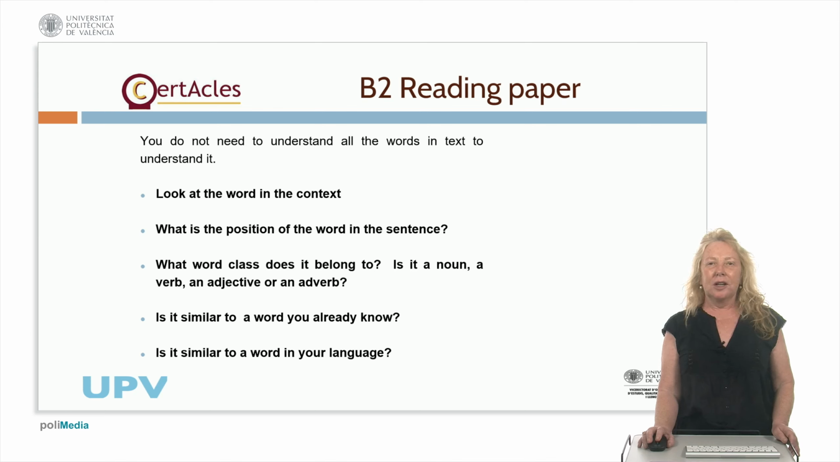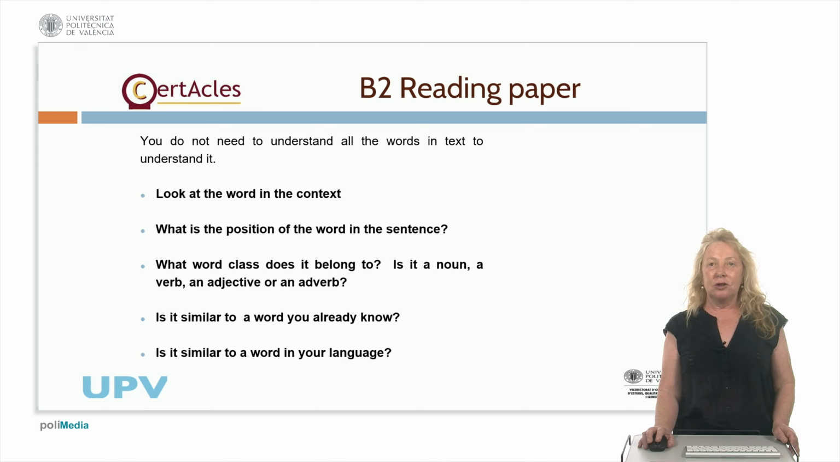What is the position of the word in the sentence? This will give you information as to what word class it belongs to, and knowing this can help you to guess the meaning. If it ends in ing or ed, it's probably a verb or an adjective. If it ends in tion, it's a noun. If it ends in able, it's an adjective, and if it ends in ly, it's probably an adverb. But remember that there are exceptions to these rules.